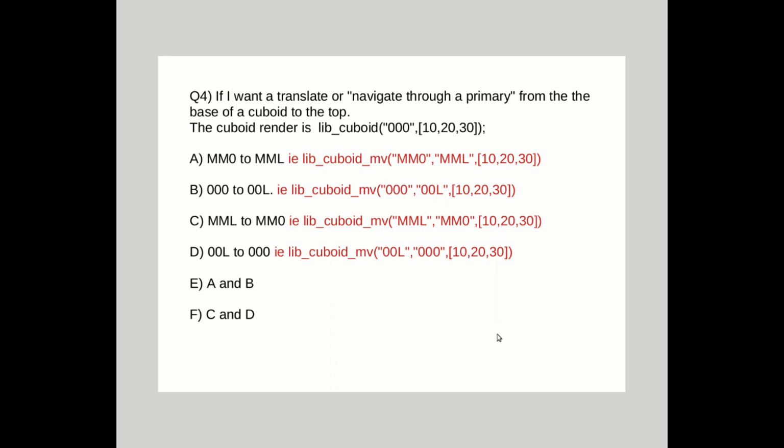Now there's a couple of things I want to outline. The cuboid render at the top starts at 000, and option B also starts at 000. Options A and B are the same as C and D, but the to and the from have been swapped round. So whereas A is MMO to MML, C is MML to MMO, the other way around. Your answer, please.